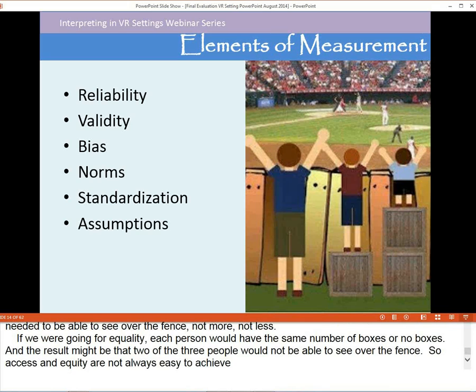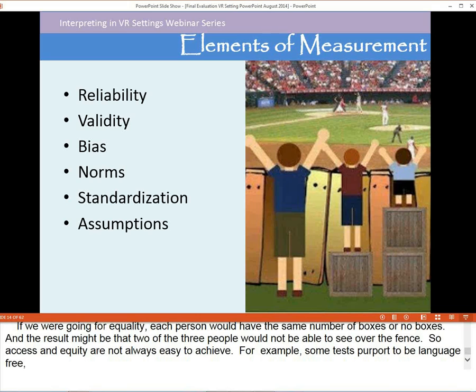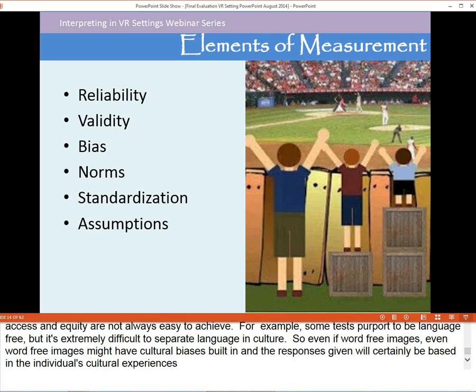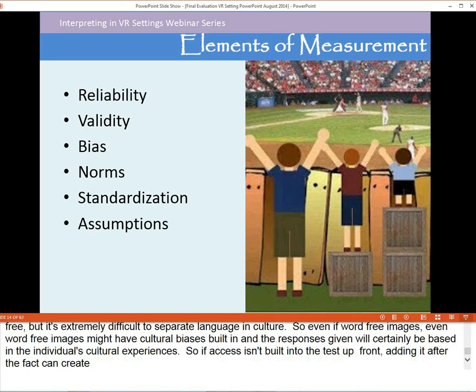For example, some tests purport to be language-free, but it's extremely difficult to separate language and culture. So even word-free images might have cultural biases built in, and the responses given will certainly be based in the individual's cultural experiences. So if access isn't built into the test up front, adding it after the fact can create a lot of problems.